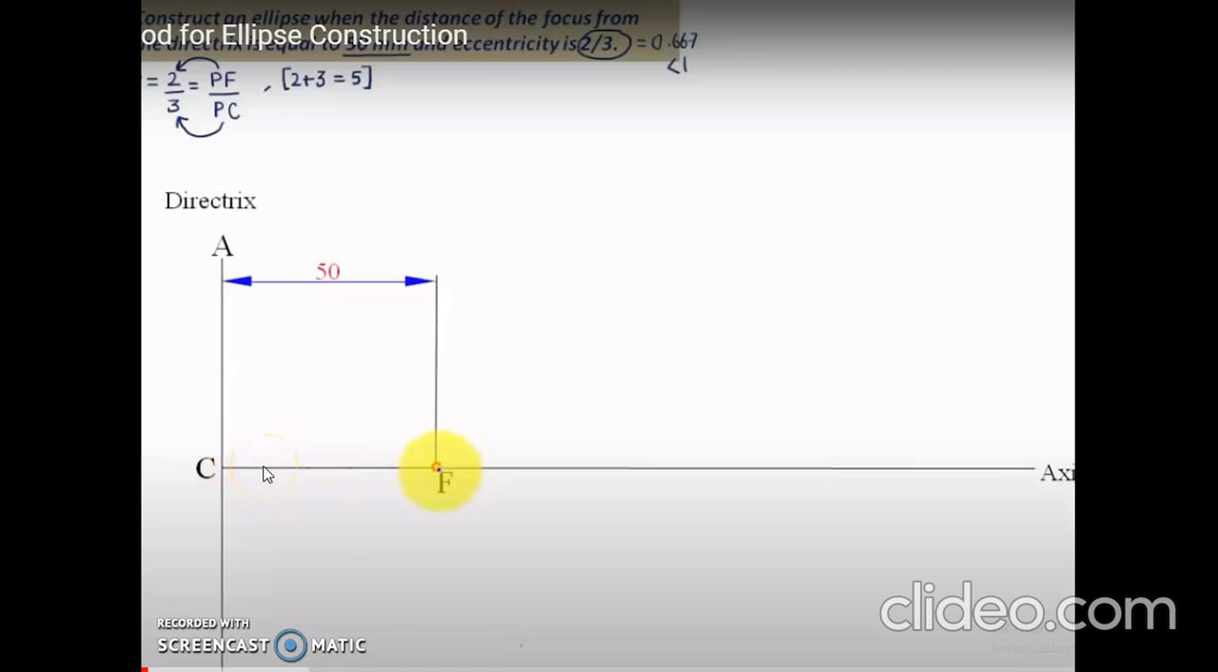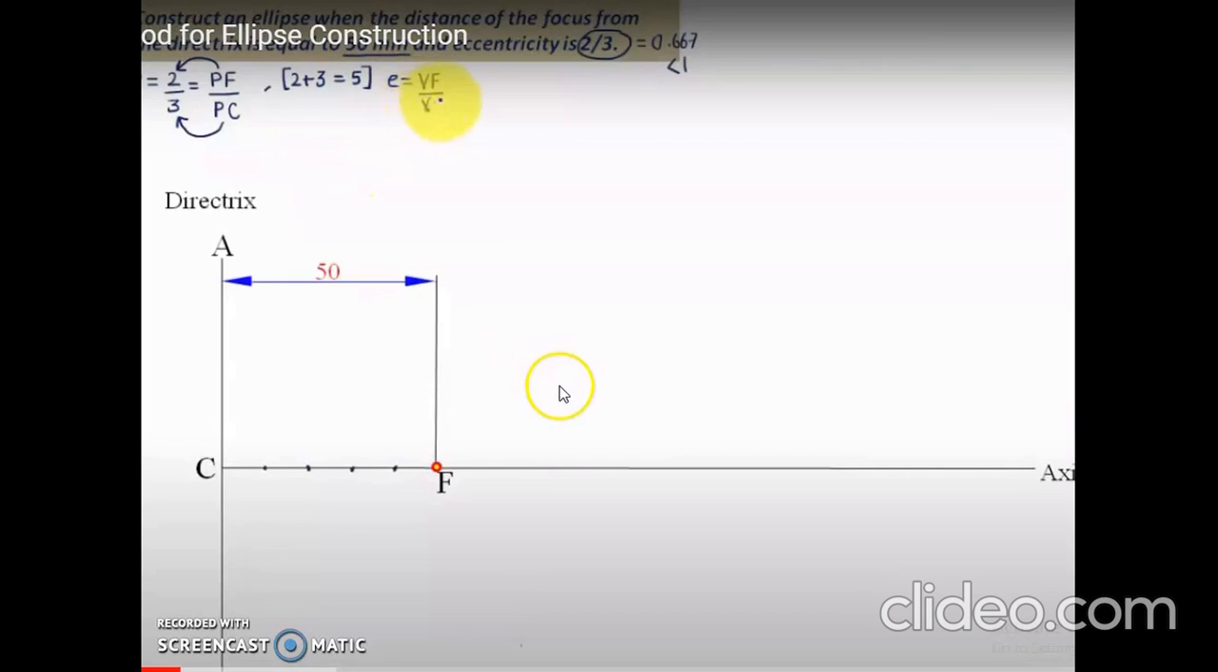The total distance of CF is how much? 5 centimeters. So how can we divide this 5 centimeters into 5 equal parts? Every 1 centimeter: 1, 2, 3, 4, 5. So divide CF into 5 equal parts. This is our fourth point.